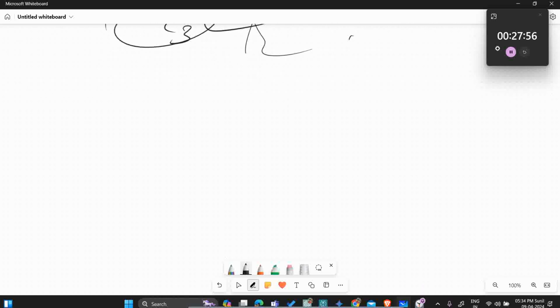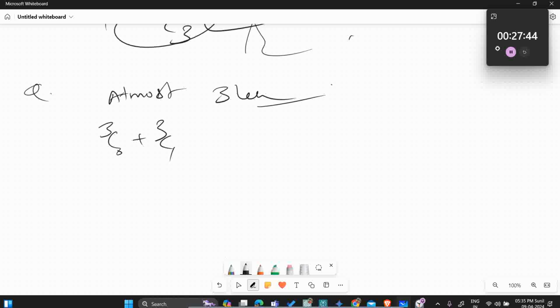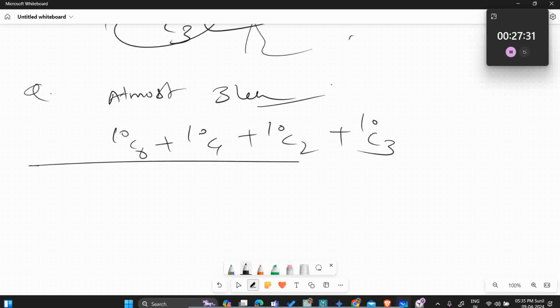Alright. And a little bit of modification in this question: at most 3 elements. We can select 0, we can select 1, we can select 2, or we can select at most 3. This is the answer. Alright.